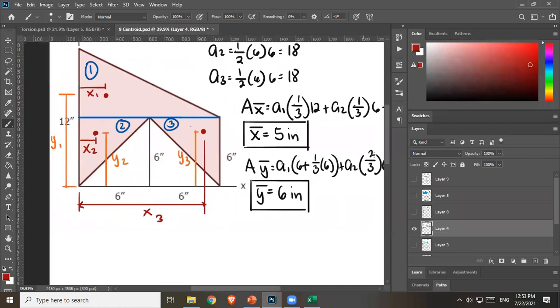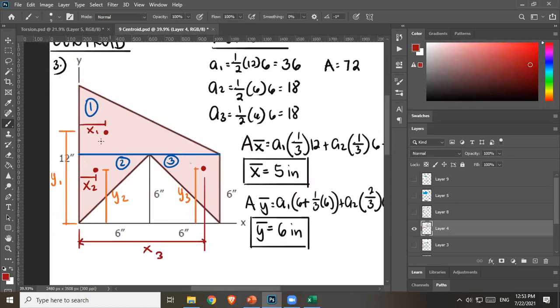Next, y bar. Again, A y bar equals summation of A y. So let's start with A1. y is the distance from the x-axis. So again, this is your centroid, this is y1. We already know this length, that's given to be 6. So 6 first, and then plus whatever this length is. That length is from the higher end, so that's 1/3 length. The length along this direction is 6. So 1/3 times 6.